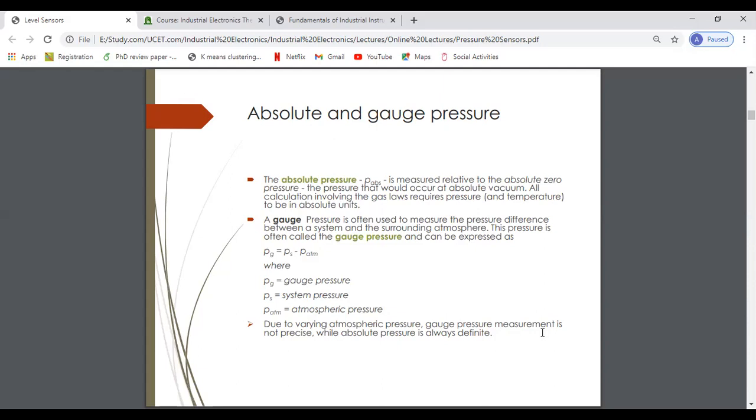When we are measuring gauge pressure, we have to insert a symbol G to specify that it is a gauge pressure. For example, if we measure the gauge pressure in pounds per square inch, psi units, then we insert a G with it, psiG, which will show that it is a gauge pressure measured relative to atmospheric pressure.